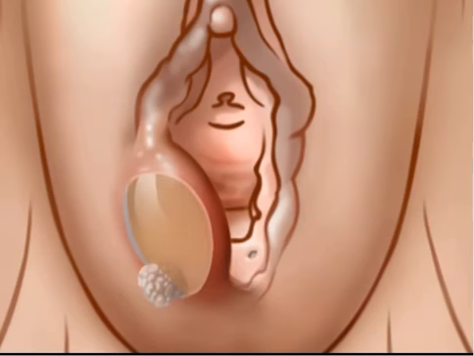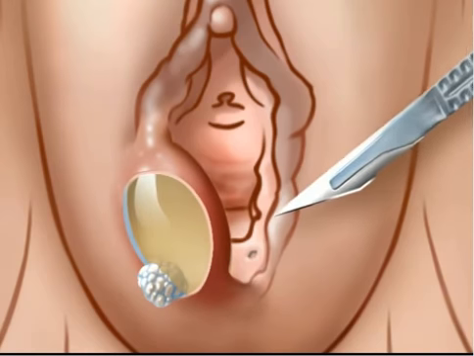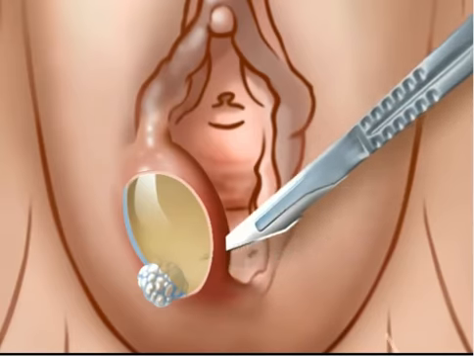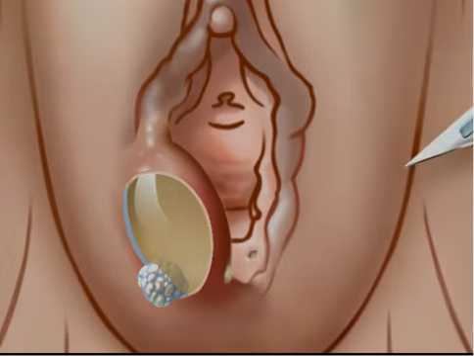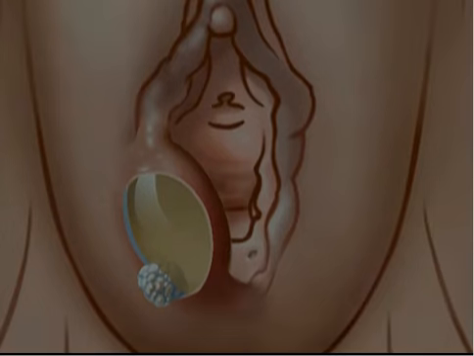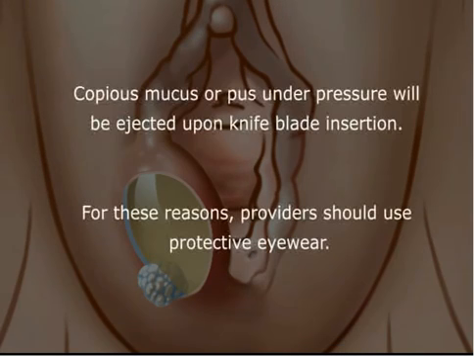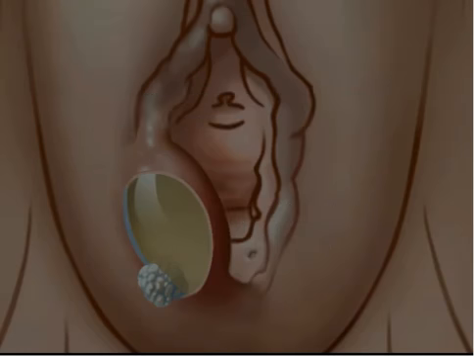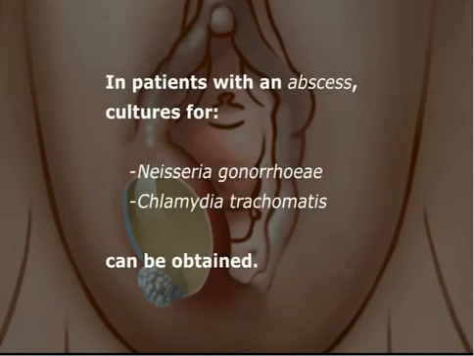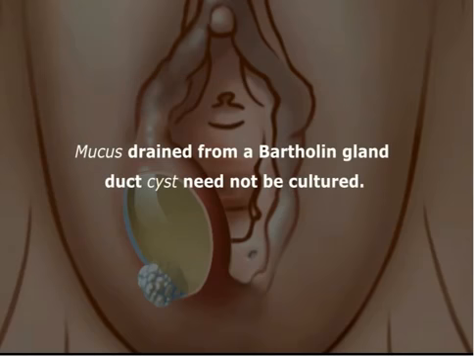A 1 centimeter incision is made using a scalpel with a number 11 blade. The blade pierces the skin and underlying cyst or abscess. Copious mucus or pus under pressure will be ejected upon knife blade insertion. For these reasons, providers should use protective eyewear. For patients with an abscess, cultures for Neisseria gonorrhoeae and Chlamydia trachomatis can be obtained from spontaneously extruded pus. Mucus drained from a Bartholin gland duct cyst need not be cultured.